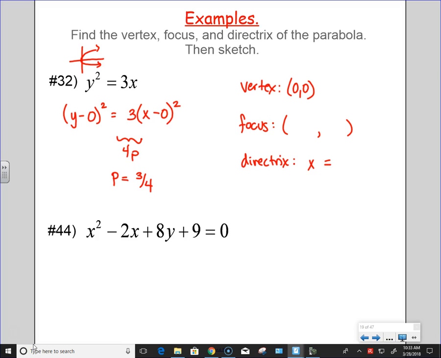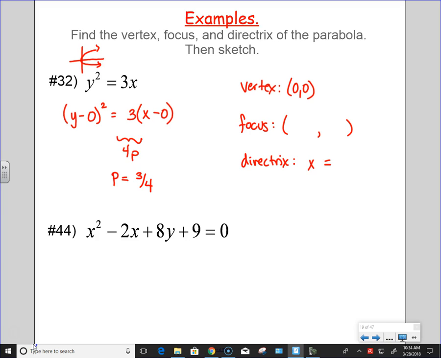Do you guys see why I put y minus 0 and x minus 0? What's my one typo? I couldn't figure out how to erase it, but now I can. There shouldn't be a squared; the y is squared, the x isn't. My analysis of 3 must have come from 4p, so p must be 3/4. Make sense? Cool. So then the focus.